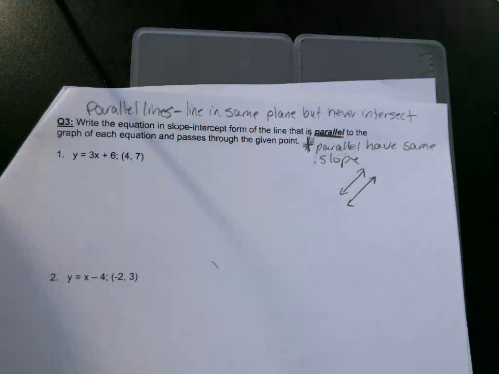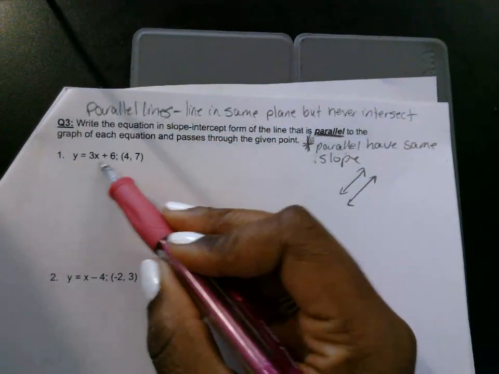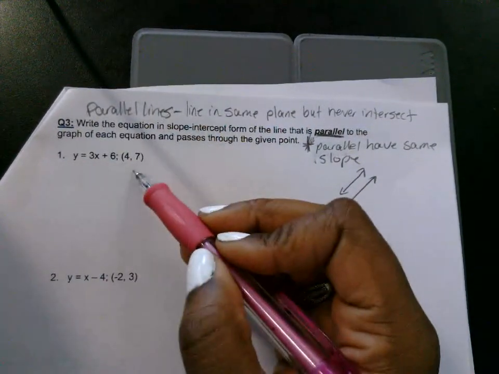Pause for the cause, give you a chance to write. All right, so let's do this first one together. We're going to write an equation in slope-intercept form. Remember, slope-intercept form is y equals mx plus b, okay? And that is parallel to the equation that's given, but goes through this point.